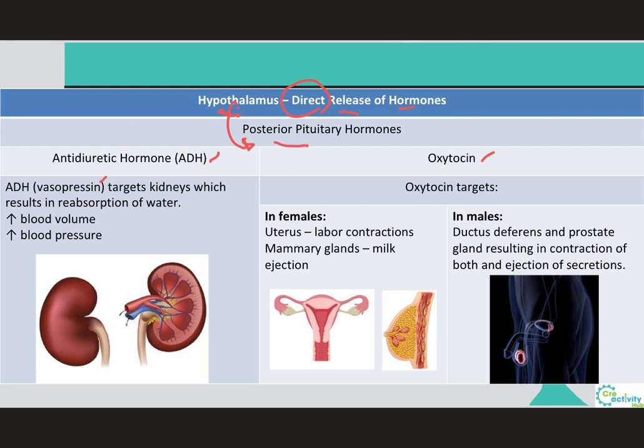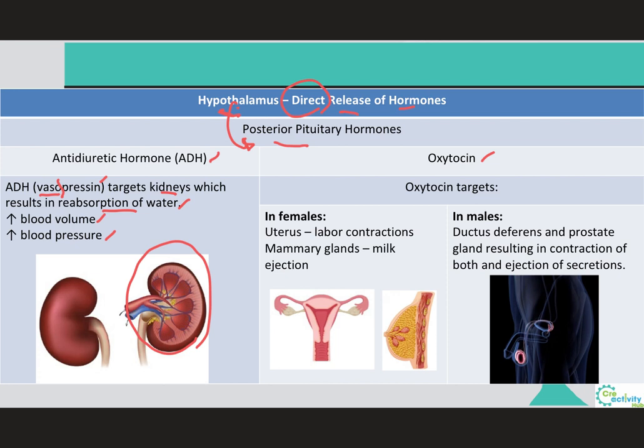Remember that it will be able to contract the blood vessels, therefore vasopressin, and they will target the kidneys with regards to the reabsorption of water. So they want to make sure that they increase blood volume, that they increase blood pressure, and that they increase the reabsorption of water inside of the kidneys, and therefore more water stays inside of the body.